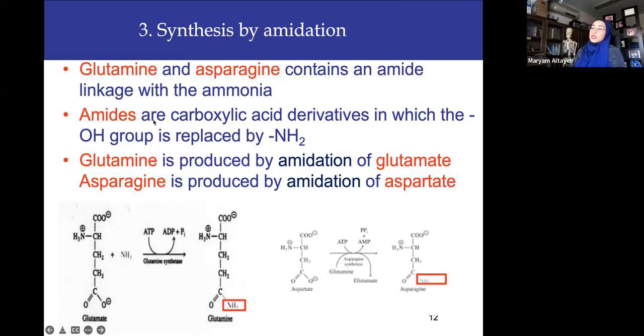So why are we calling them amides, not amines? Because they're carboxylic acid derivatives where the OH group is replaced by the NH2. So this OH group is replaced by an NH2. So again, glutamine is produced by amidation of glutamate. Asparagine is produced by amidation of aspartate. So this is the difference between these two molecules.